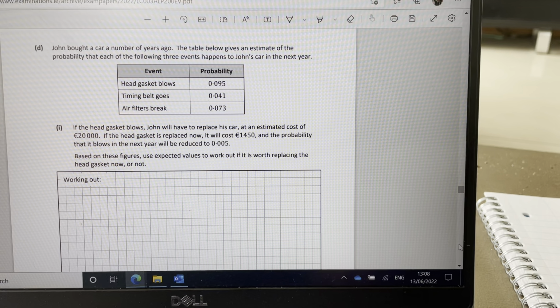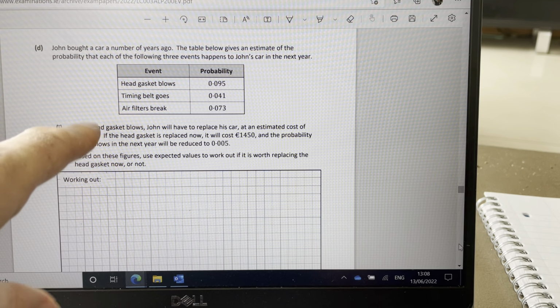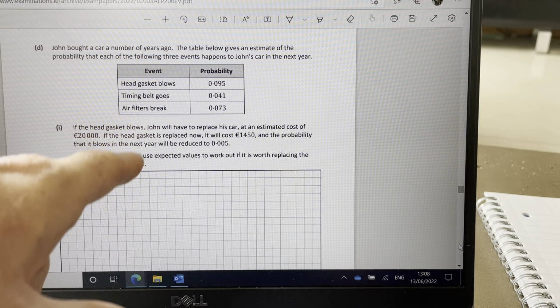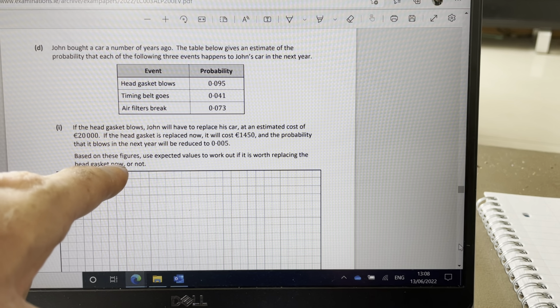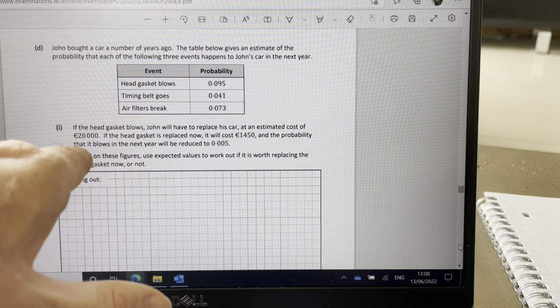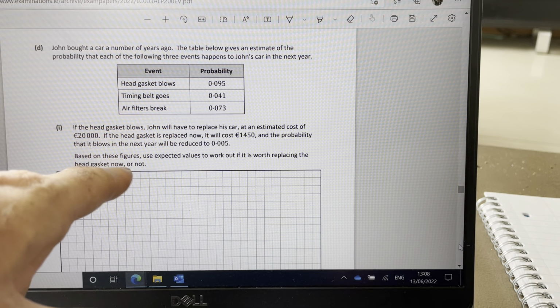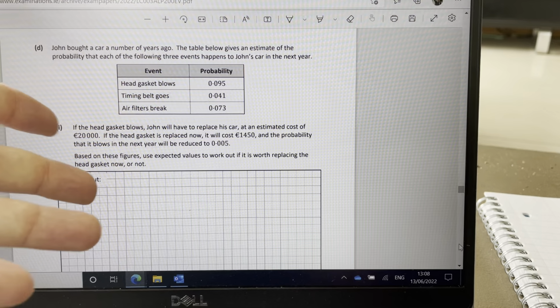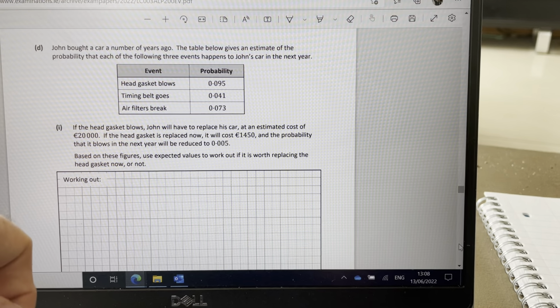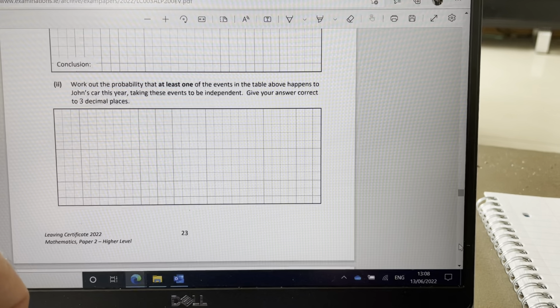Okay, probability, head gasket flaws. That's your expected value. They're usually reasonably good. You're just multiplying your probability by whatever cost it is. And that's a nice practical one. If you are going into a garage, you might be mentally making these kinds of calculations.